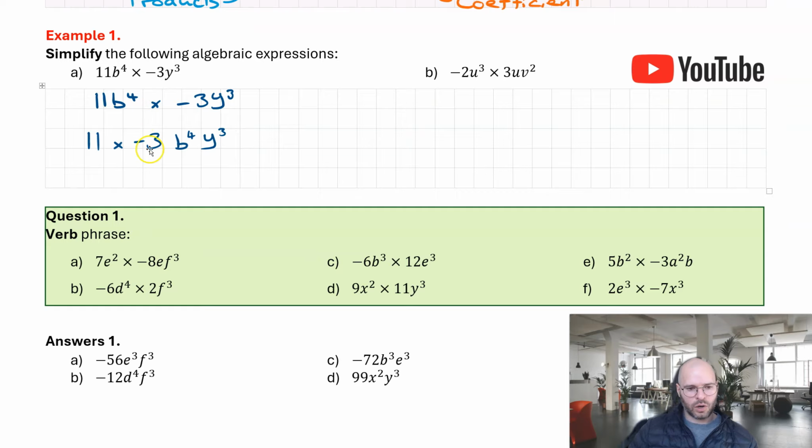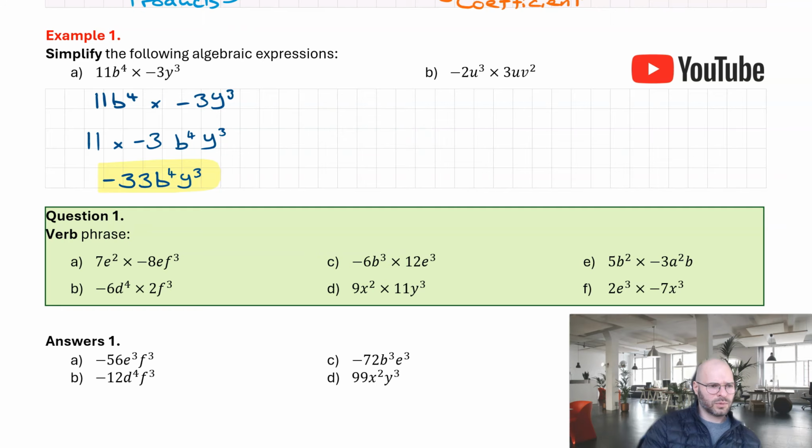Next, I'm going to multiply the coefficients together. I know that 11 times 3 is 33, and I know that anything multiplied by a singular negative is going to be negative itself. My variables were b and y, and there were 4 b's and 3 y's. So therefore, the simplified form of 11b to the 4 times minus 3y to the cube is simply negative 33b to the 4y cubed. Singular coefficient, variables in alphabetical order with their exponents.